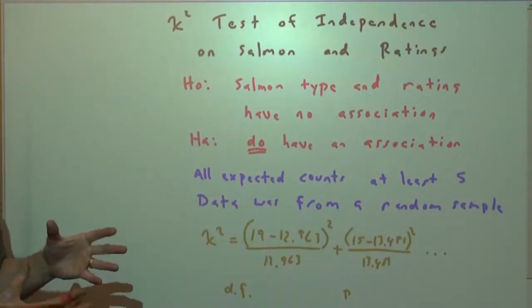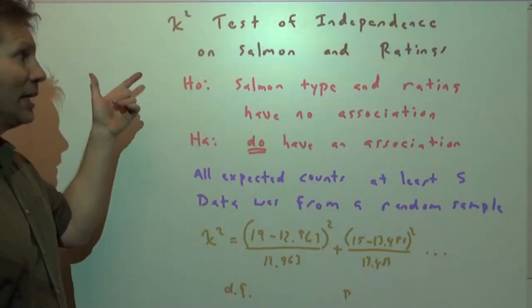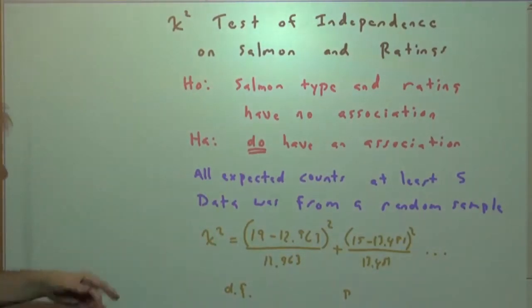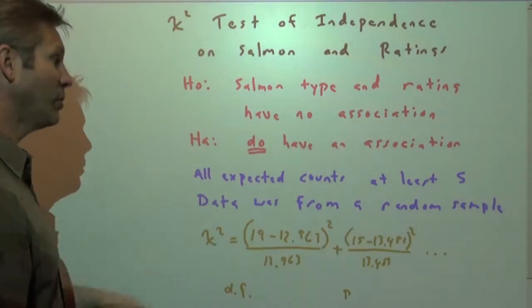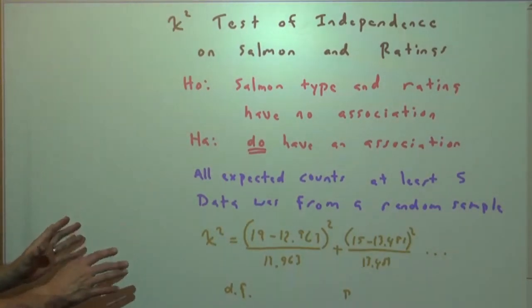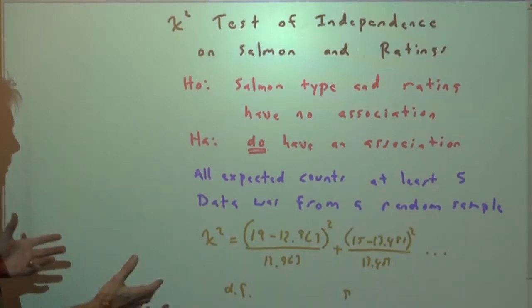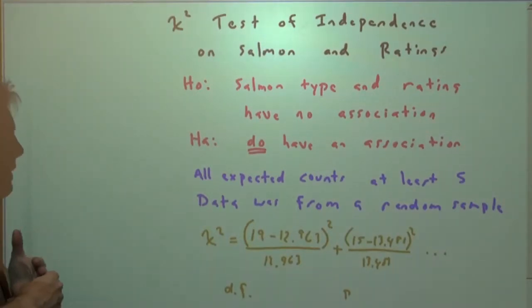Those are the two variables in the two-way table. The null, again, is that salmon type and rating have no association. The alternative is that they do have an association. Make sure all the expected counts are at least 5, which in this case they are, and that the data was from a random sample.